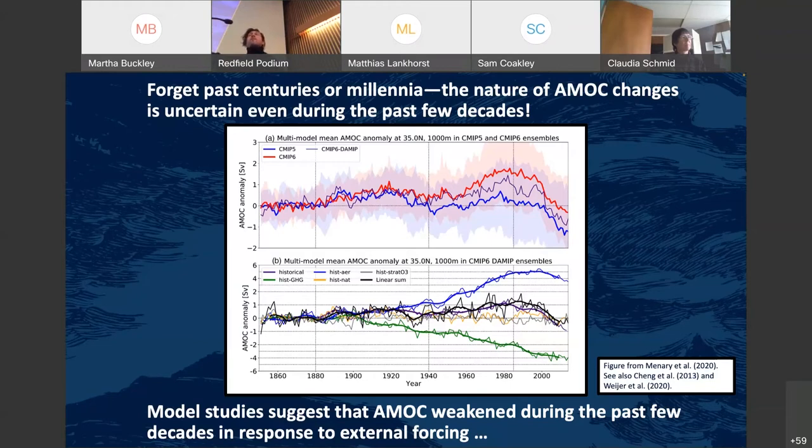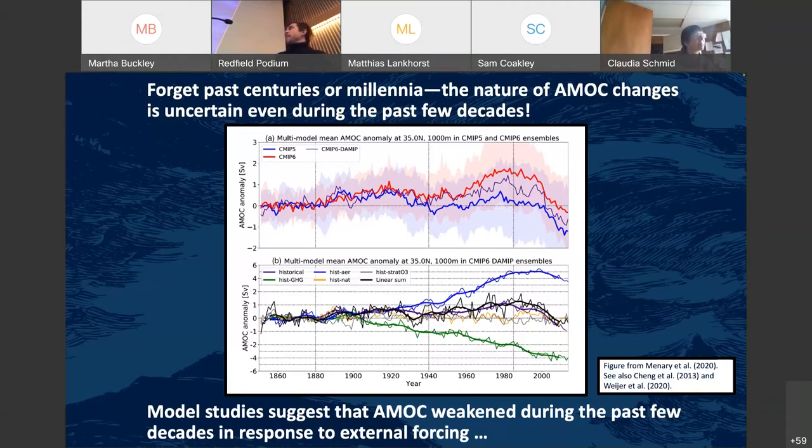I'm not going there. What I want to focus on is the consensus after 1980, which is that, as I think some folks said yesterday, the models say we should already be seeing something like a slow drip of decline in the AMOC due to external forcing over the past couple of centuries.